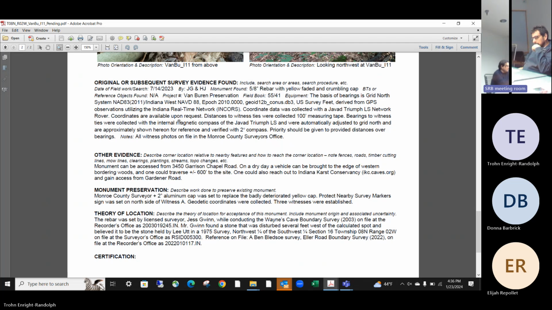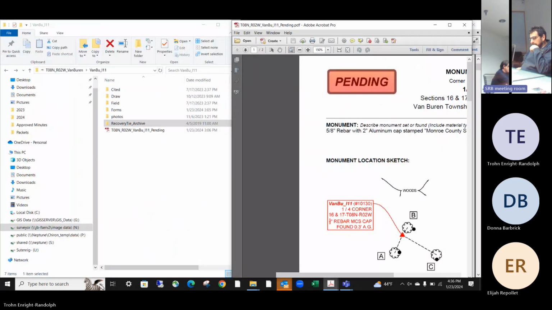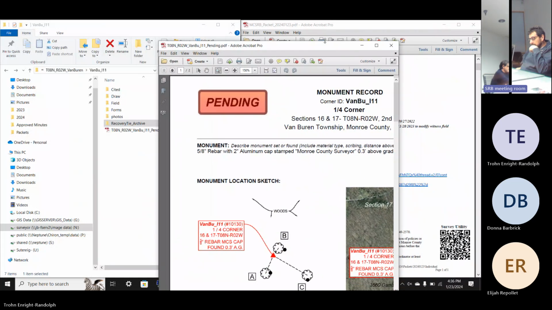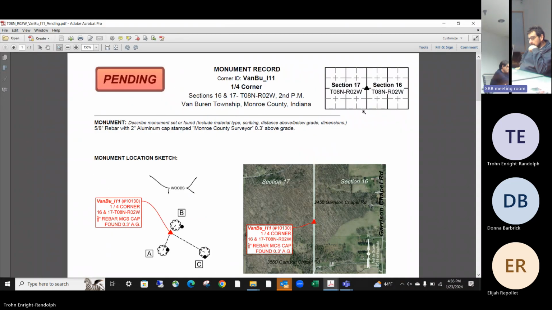Okay. So, motion to approve Van Buren I-11 with the addition to the theory of location to add the Decker Land Surveying survey for Wayne's Cave Type A Administrative Subdivision Plat Amendment. Second. All right, we have a motion and a second, and I'll do a voice vote. All in favor, say aye. Aye. Opposed, same sign. Hearing none, Van Buren I-11 is approved.